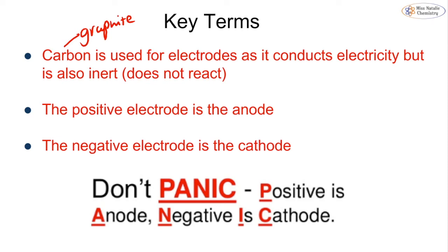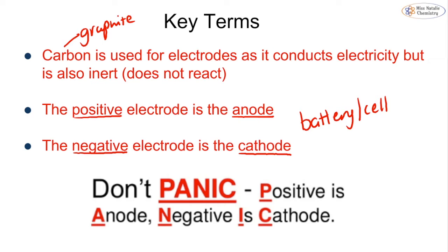And now we have to name our two electrodes. We have a positive electrode, which is known as the anode, and we have a negative electrode, which is known as the cathode. And these electrodes are hooked up to a battery or a cell, and that's why they are either positive or negative. And to help you remember this, the mnemonic that we use is don't panic. Positive is anode, negative is cathode.